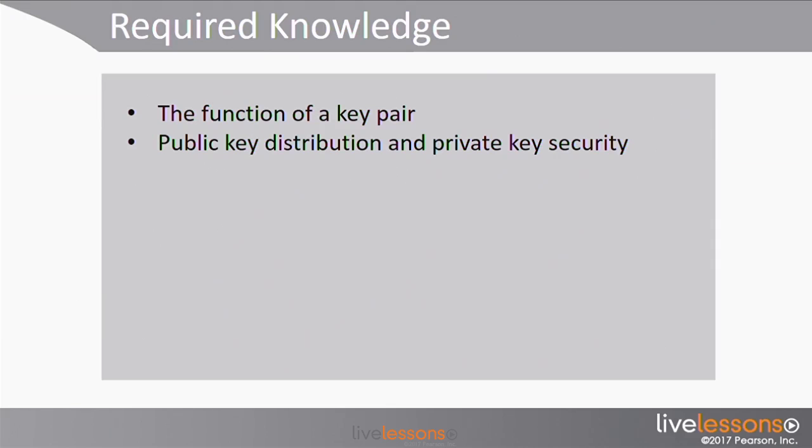So let's see what you have to know. Required knowledge. You need to understand the function of a key pair, that they are mathematically related, and what a private key and public key do. And then you need to recognize public key distribution, the fact that the public key can be widely distributed, and private key security, that we have to keep our private key secure, because that's the way we ensure that only the holder of the private key would be able to decrypt that particular message. That's what you need to know.